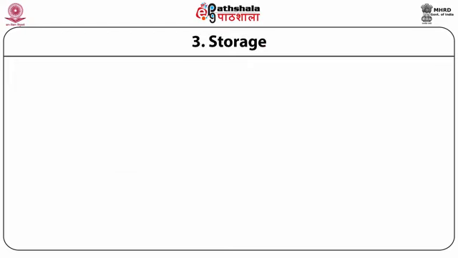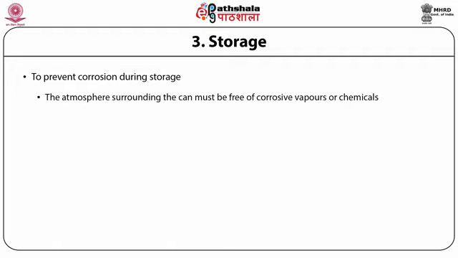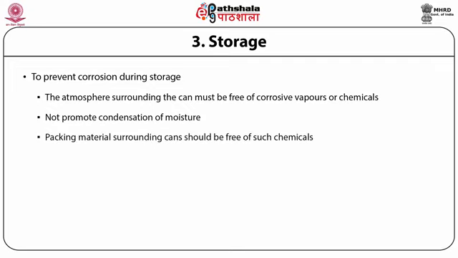If corrosion is to be prevented during storage, then the atmosphere surrounding the can must be free of corrosive vapors or chemicals and not promote condensation of moisture. As well, packaging materials in contact with the cans should be as free as possible from soluble chlorides, sulfates, or other salts which may promote condensation of moisture and corrosion. Cartons usually have a water content of 10 to 12%, and when the air temperature rises, moisture evaporates from the cartons in the warmer outer zone and condenses in the cooler center of the stack.